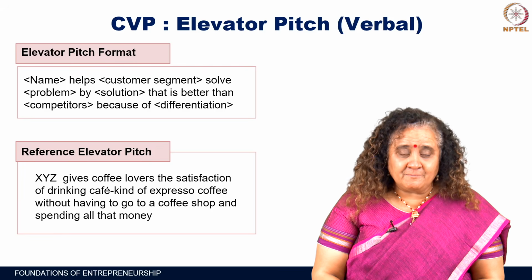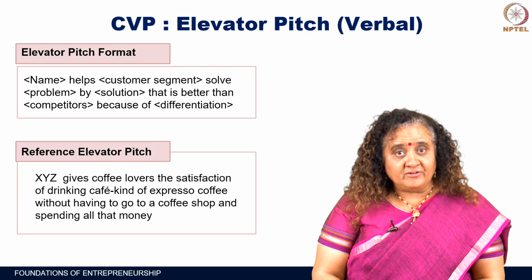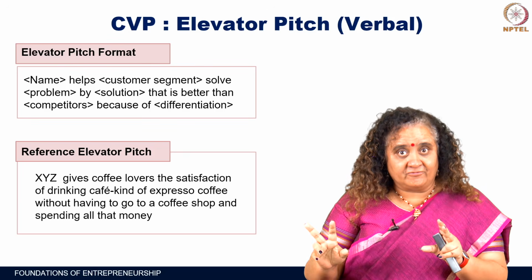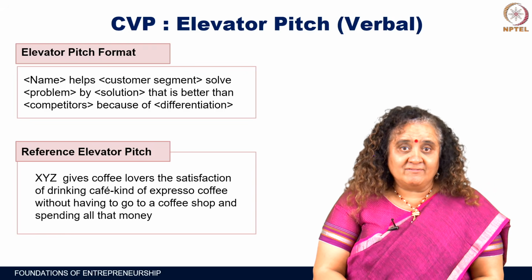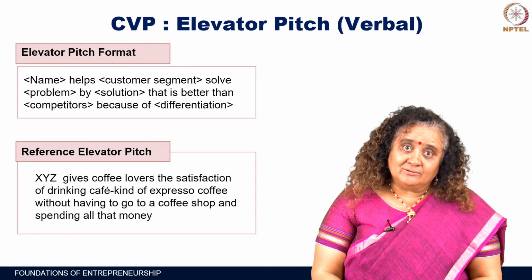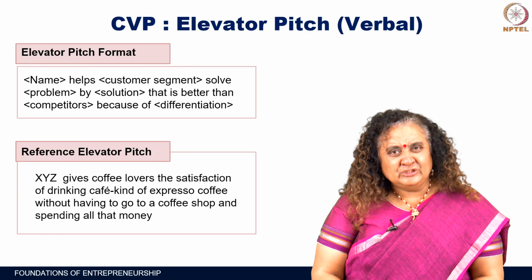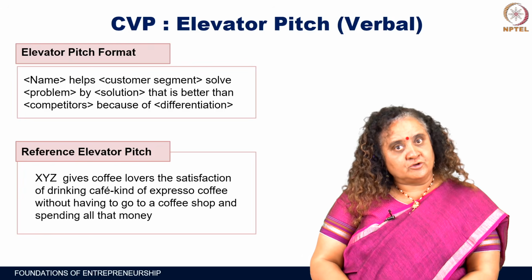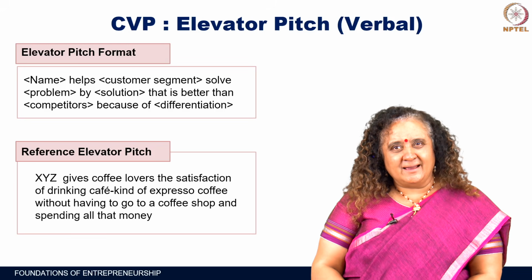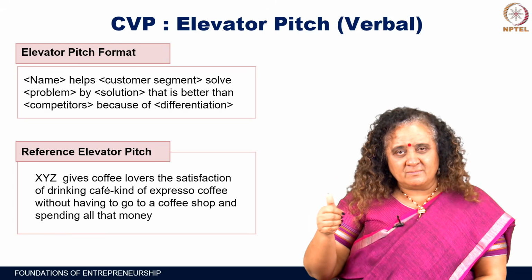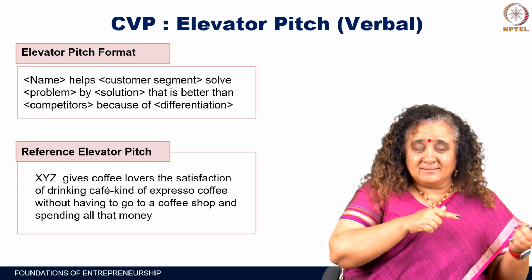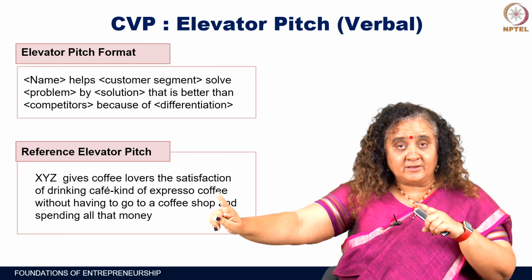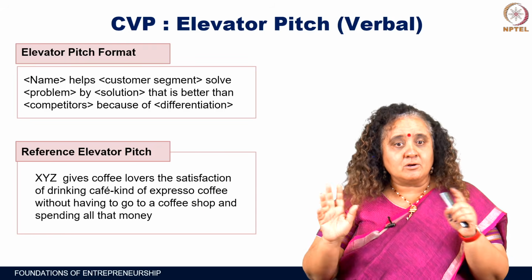I am going to read it one more time. XYZ gives coffee lovers the satisfaction of drinking cafe kind of espresso coffee without having to go to a coffee shop and without having to spend all that money. So, implicit in this statement is that the competitor is a coffee shop, because I am not that regular machine, I am a superior machine, but I am not competing with that cheap machine. I am competing with giving good espresso coffee, which is almost like what you get by going into a coffee shop.